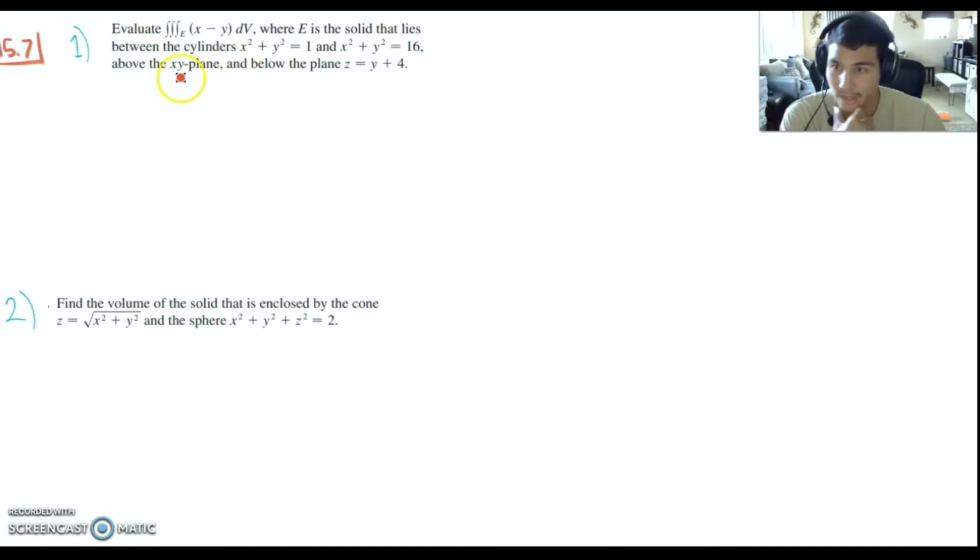And then if we think about what the other stuff is saying, what does the xy plane mean? It says it's above the xy plane. Well, it's above where z is equal to 0, right? So it never goes into the negative z space. And then it's below where z is equal to y plus 4. So it's this donut, cut at the bottom, and at the top it should be cut kind of like that, right?